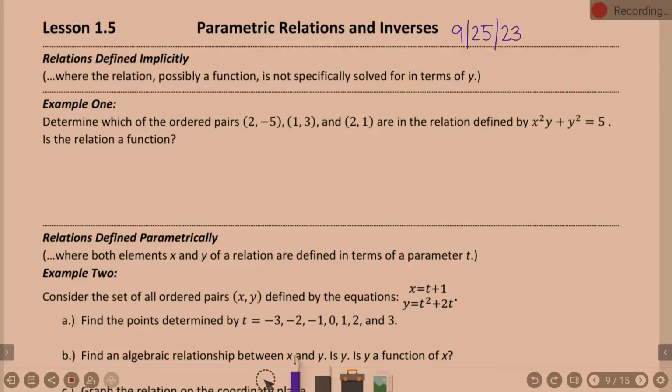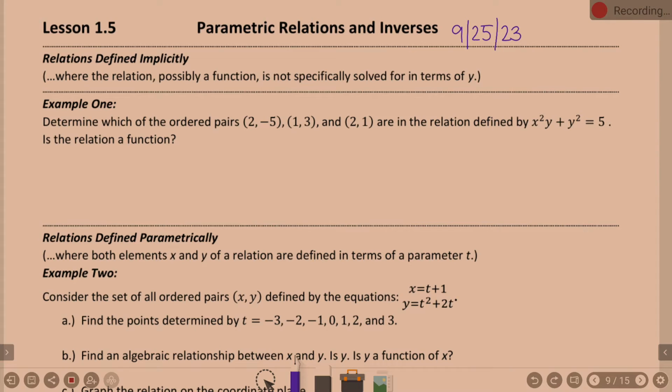Today's topic is parametric relations and inverses. You've talked about inverses, so that will be a little familiar to you, but parametric relations is a brand new topic. That's not one that you have looked at before. And so, we're going to talk about that a little bit. Before we get there, we're going to talk about what it means for a relation to be defined implicitly.